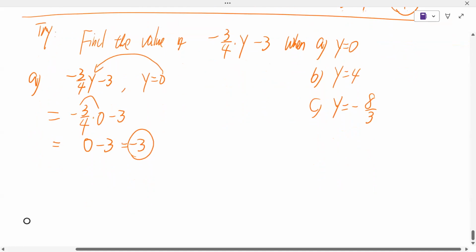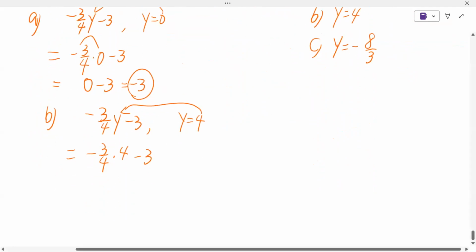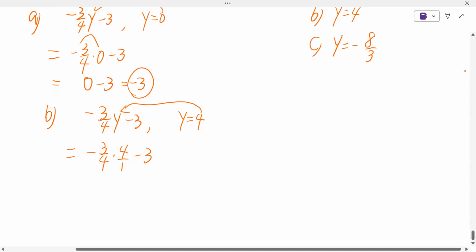Part B, y equals 4. Again, you write out the expression. Going back here, y becomes 4. We get minus 3/4 times 4 minus 3. You can make a fraction, right? Here we cancel the 4, and eventually you end up with minus 3 over 1, minus 3. So that's negative 3 minus 3. Keep the sign and add those two numbers.